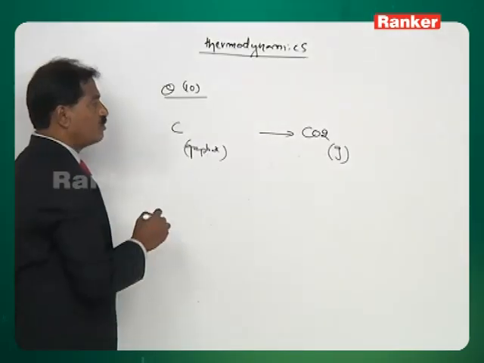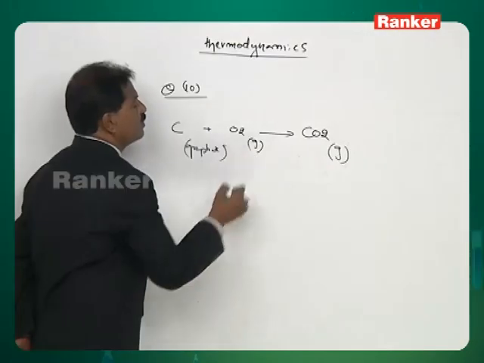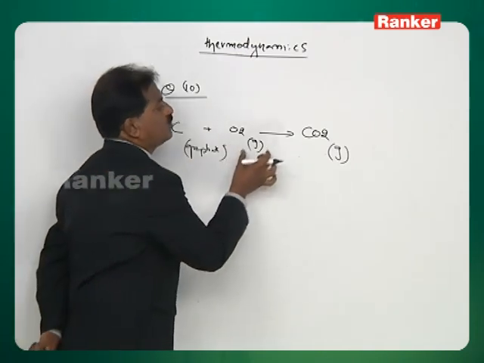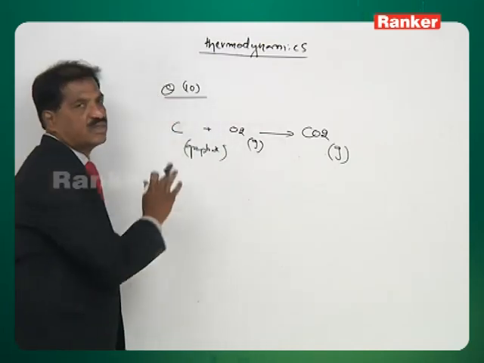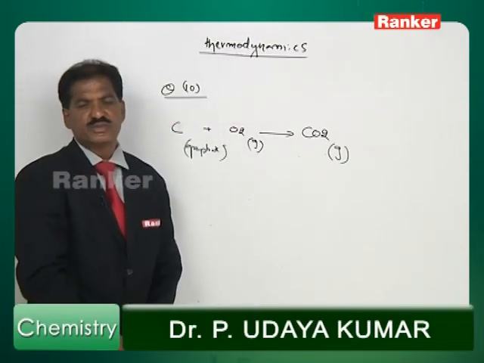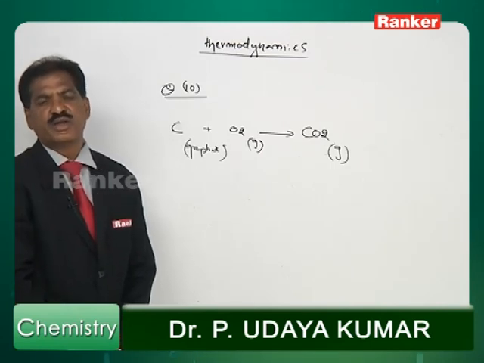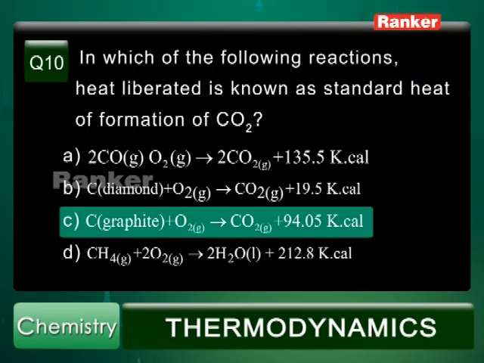We need 1 mole of the graphite. Next, we need 1 mole of the oxygen gas. So, the reaction in which 1 mole of the graphite combines with 1 mole of the oxygen to give 1 mole of the CO2 is the correct representation of the standard heat of formation of the CO2. So, in which option it was shown like that? You see, in option C, graphite plus O2 gives CO2 is given. Therefore, answer is C.